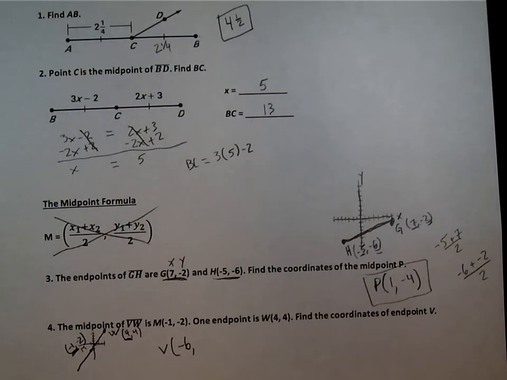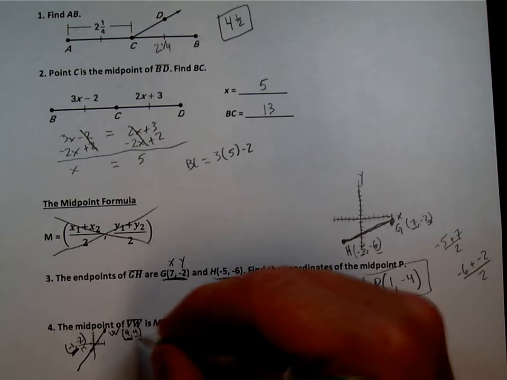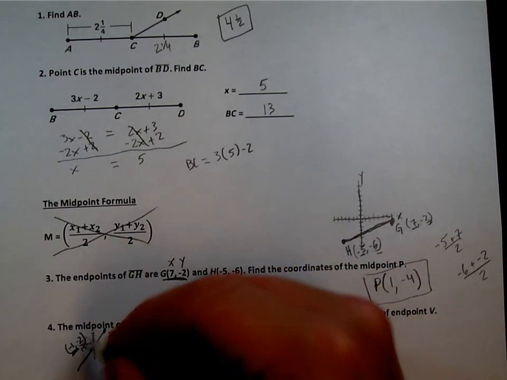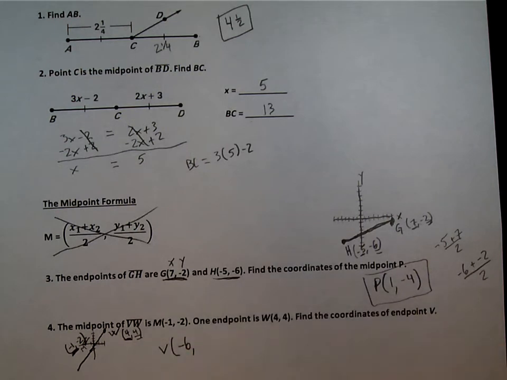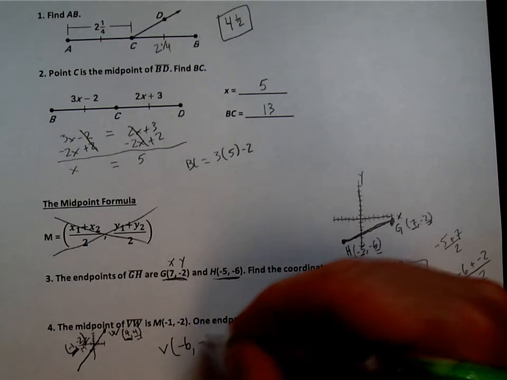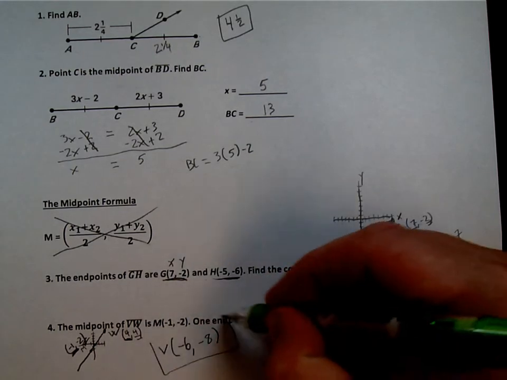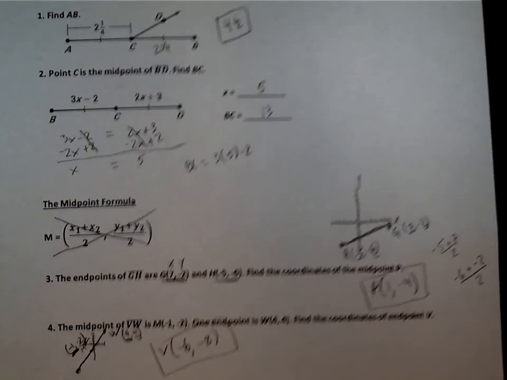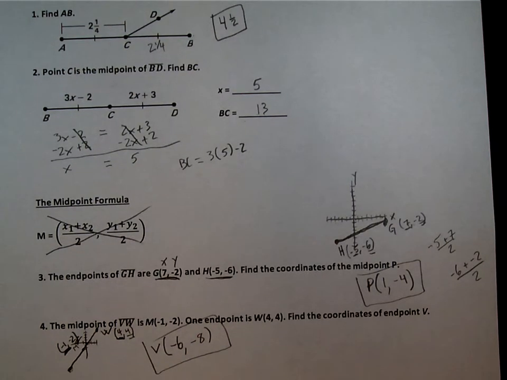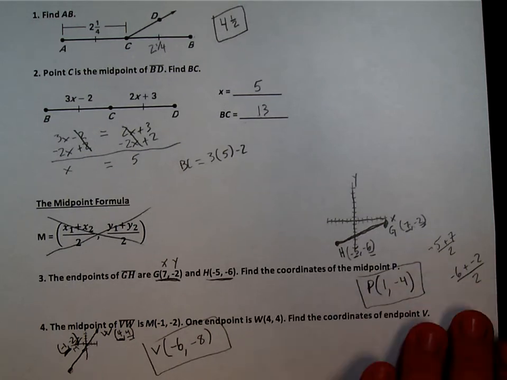Then I look at the Y's. So start at W, the endpoint, it's 4. At the midpoint, we're at -2. So we start up at 4 and we go down to -2. To go from +4 to -2, I went 6 units. So I have to go 6 more units. So -2 and go down 6, that's -8. So now I know the endpoint. That would put it somewhere down here, which makes sense. Now let's look at the back.